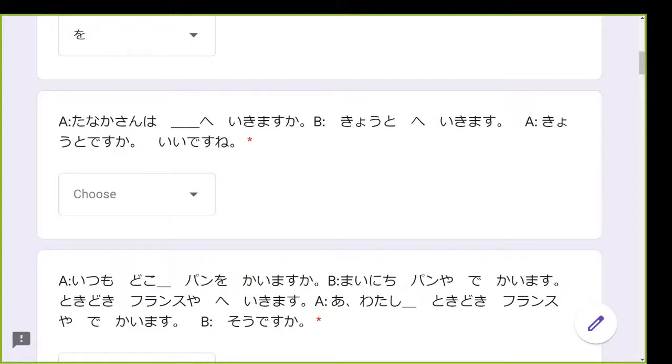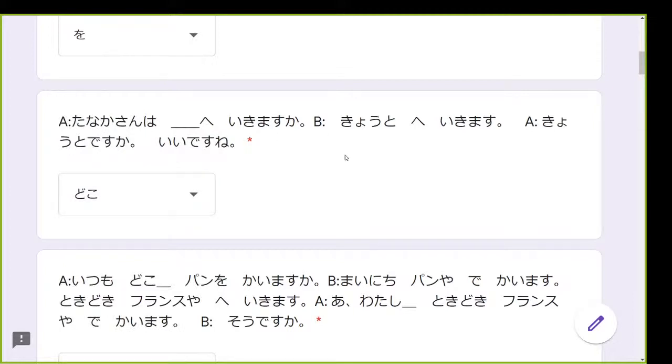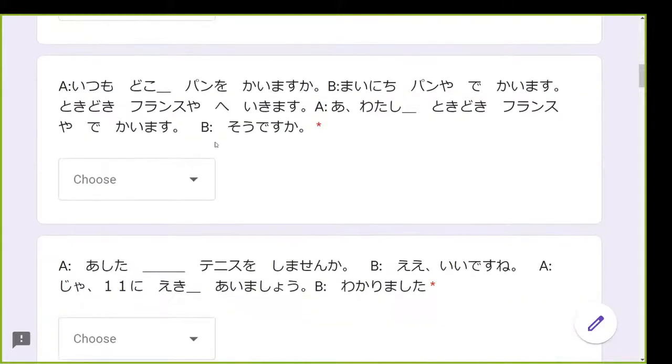田中さんはどこへ行きますか？京都へ行きます。京都ですか？いいですね。Okay, it becomes our question of doko. Where? Tanaka-san, where are you going? I'll go to Kyoto. Ah, to Kyoto? That's a good one.